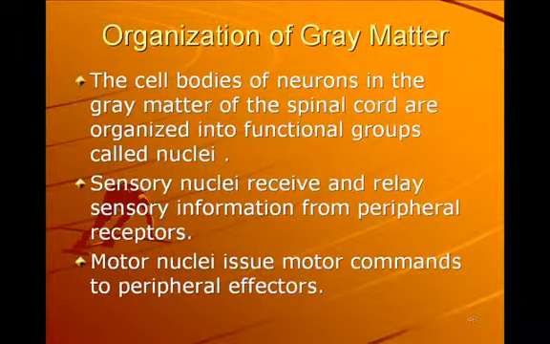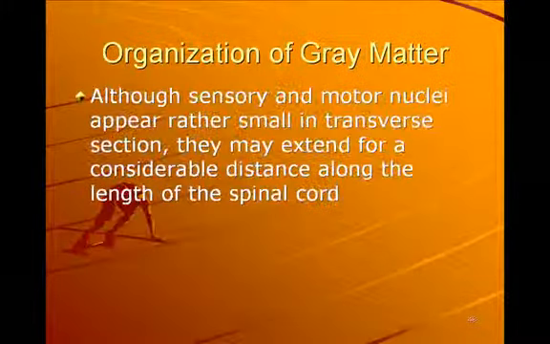Now, the cell bodies of neurons in the gray matter of the spinal cord are organized into functional groups called nuclei. Sensory nuclei relay sensory information from the peripheral receptors. That makes sense. Sensors have to receive information from peripheral structures. The motor nuclei issue motor commands to the peripheral effectors. This makes sense as well. Commands come from the central nervous system and go out to peripheral motor structures.